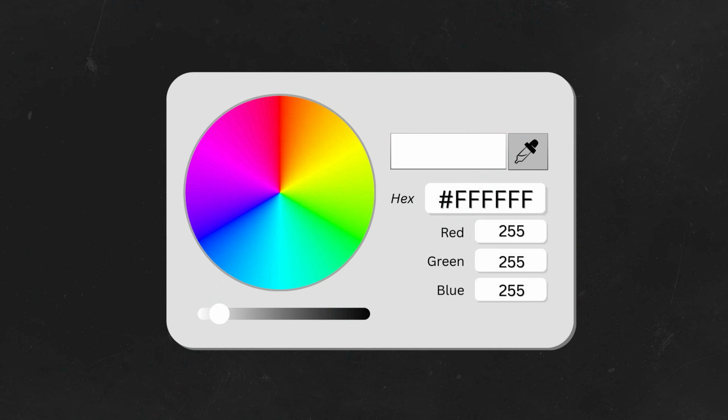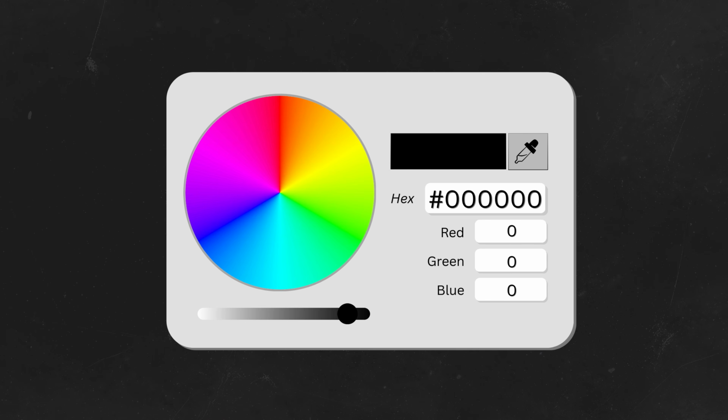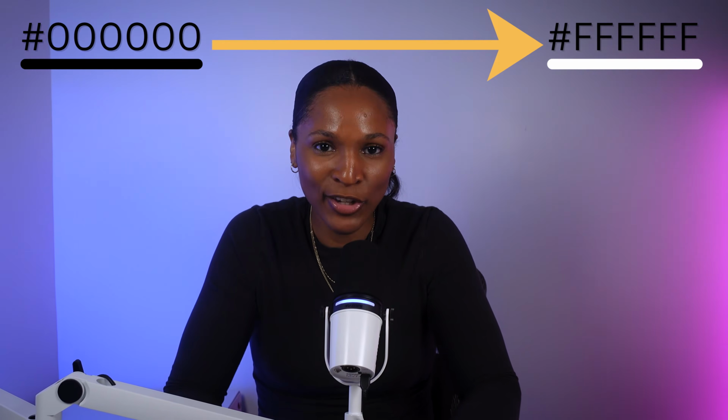If you've ever used a color picker, you probably noticed that pure white has a value of FFFFFF, while black is 000000, which seems backwards, right? White often is seen as the absence of color. So why does white have the highest value instead of being at the starting point at 0?